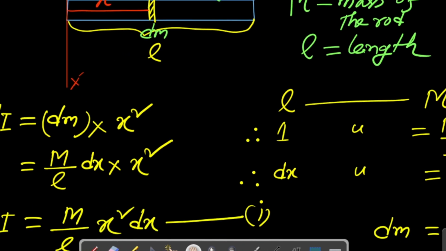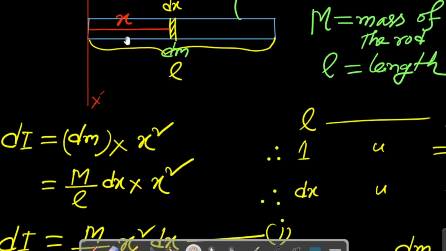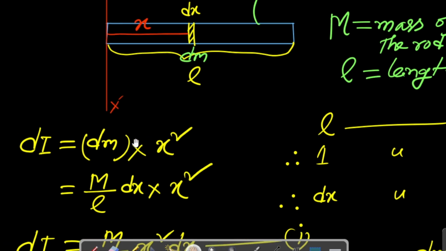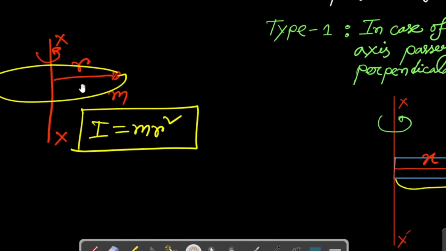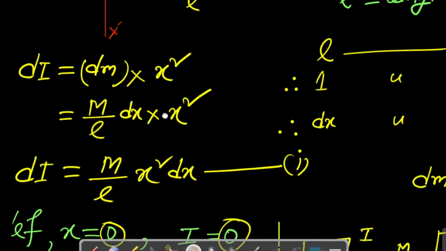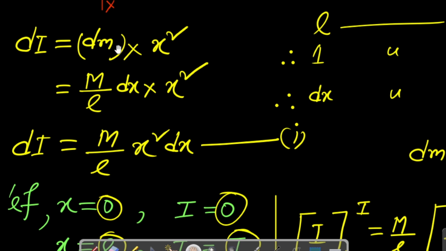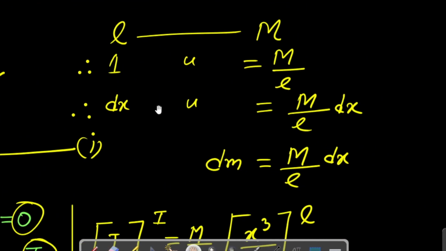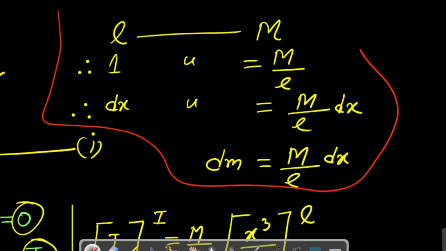So we can write the moment of inertia of this very small section, dI, is equal to dm into x square. So this is the equation. Where do we get this equation? From this we can write this equation. So our duty is to put the value of dm. How can we find the value of dm? At first we use the unitary method. This is our unitary method process.